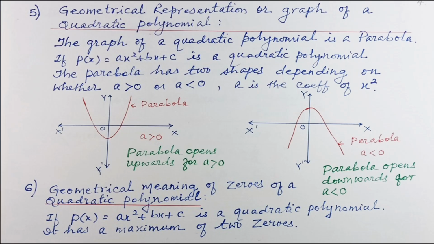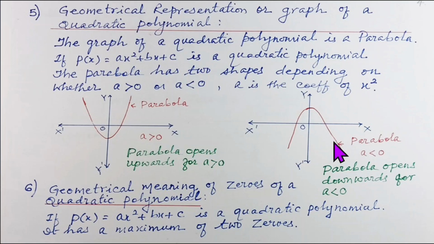Remember that. If p of x is equal to ax square plus bx plus c is a quadratic polynomial, the parabola has two shapes. That means we get a parabola. This is the parabola here. The parabola has two shapes depending upon whether a, that is the coefficient of x square, is greater than 0 or less than 0. If it is greater than 0, then the parabola opens upwards, and if it is less than 0, it opens downwards, as we see here.